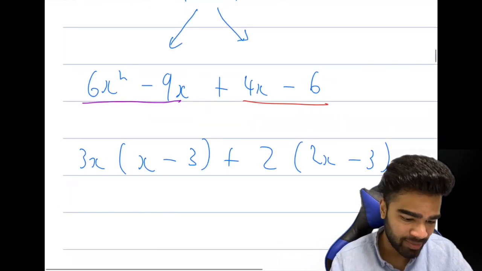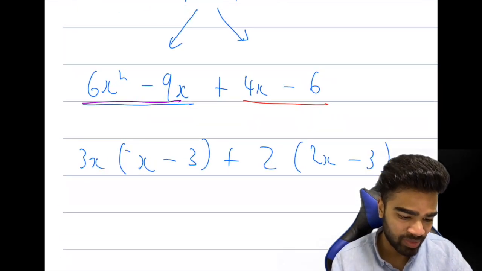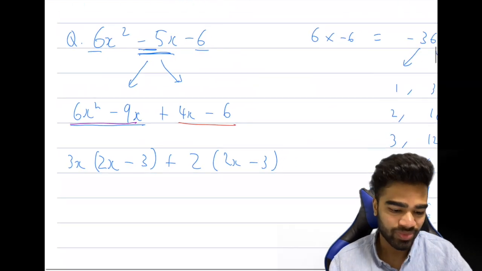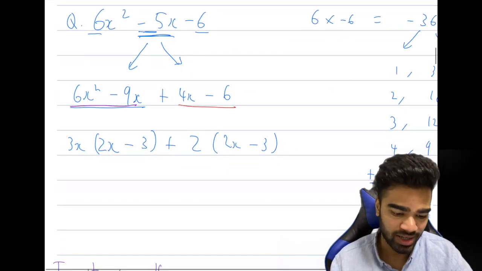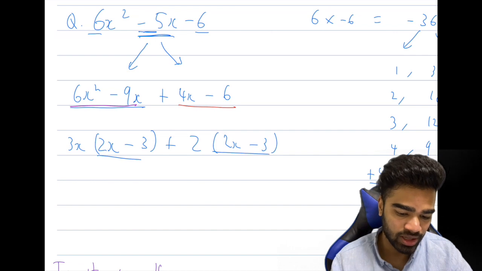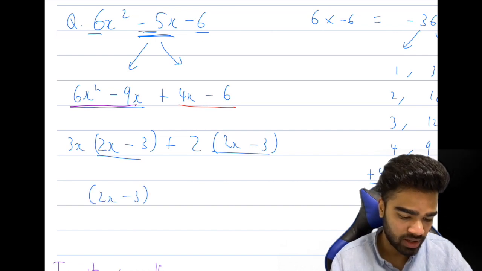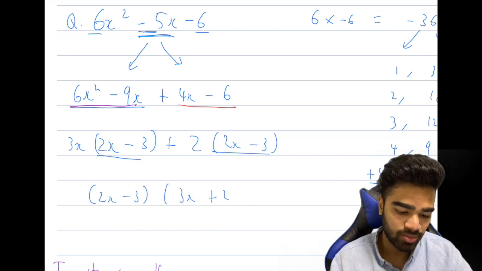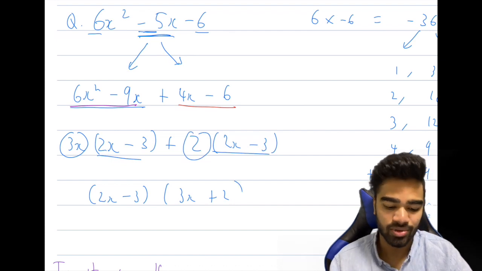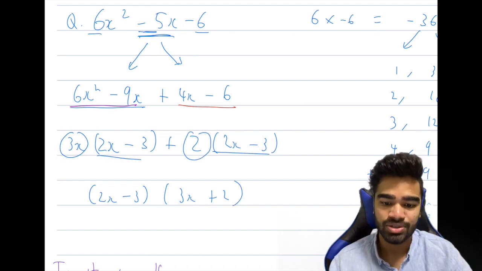And what's the mistake I made? Well, if you factorize 3x out from here, this should be a 2. So it's 2x minus 3 and 2x minus 3. So factorize by grouping, you take 2x minus 3 out because it's common. And then you're left with 3x plus 2. So this and this is left in the other brackets. That's it. Okay, so I hope you understand.